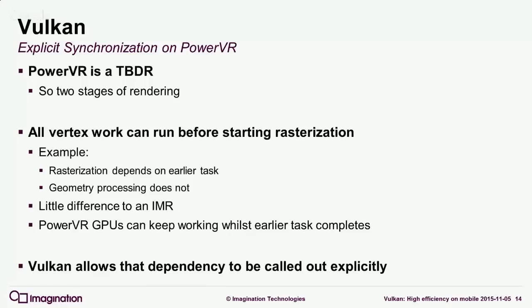PowerVR GPUs, however, can keep working on that vertex data the whole time while the earlier task completes. So because we have this 2-stage rendering, we can just fully complete our geometry processing, which means we can keep our pipeline filled rather than waiting around for some other task to complete. And Vulkan really does allow that dependency to be called out very explicitly.